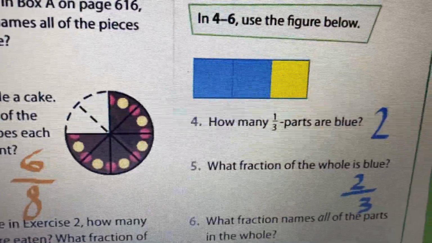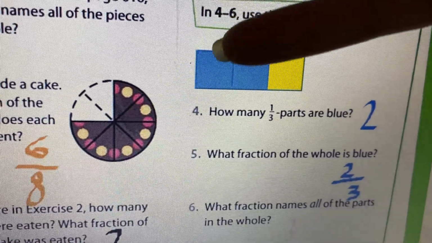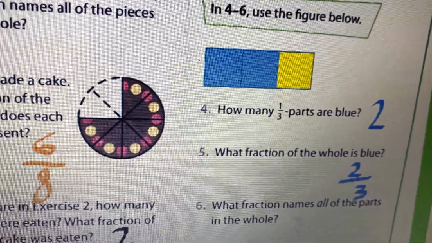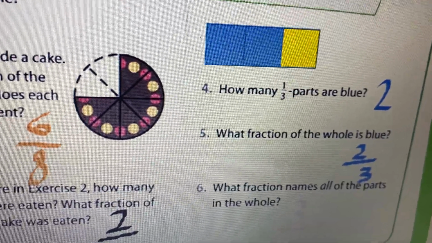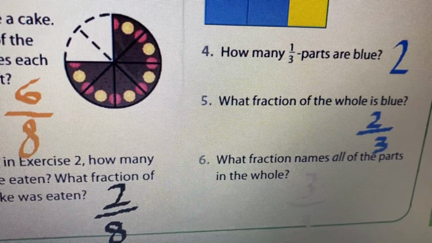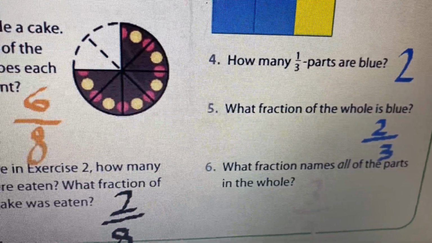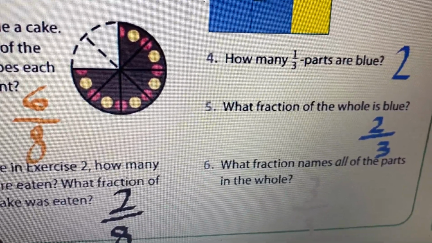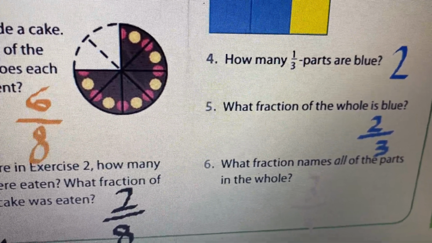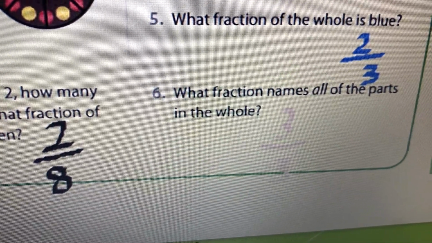Now, go to question number 4. How many 1/3 parts are blue? 1, 2. 2 parts are blue. But question number 5 is asking us, what fraction of the whole is blue? Let's write the fraction. How many parts are blue? 2 out of 1, 2, 3 parts. So 2/3.